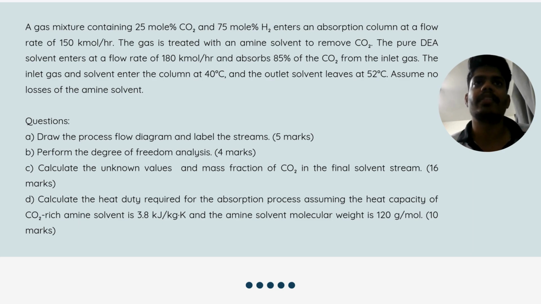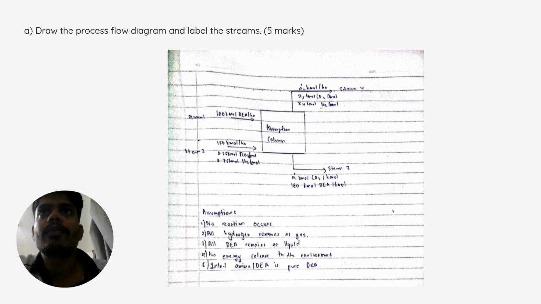from the inlet gas, which means the pure DEA doesn't contain any water. So it's 100% pure DEA. So we assume in this calculation the solvent is 100% pure DEA. The inlet gas and solvent enter the column at 40 Celsius and outlet solvent leaves at 52 Celsius. This information will be helpful for the enthalpy calculation and assume no losses of the amine solvent. Now let's look at the answers.